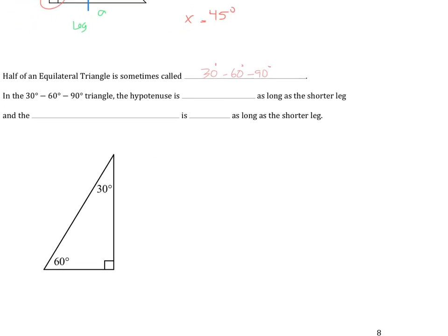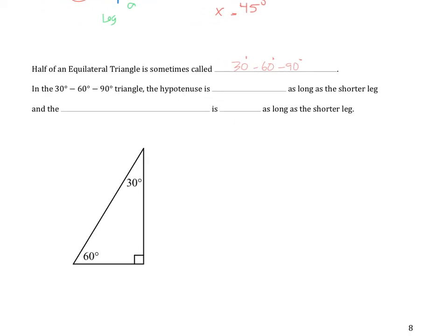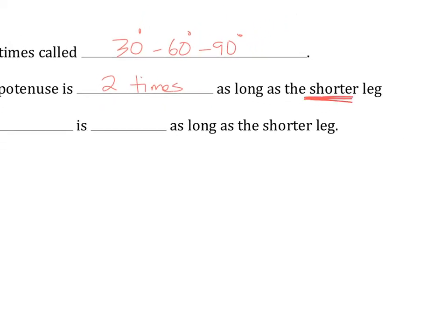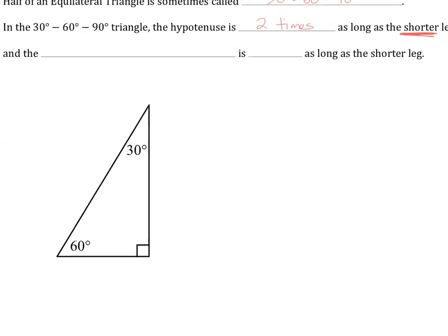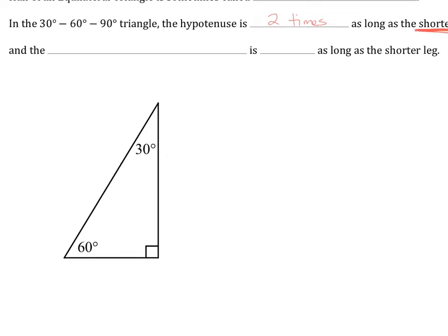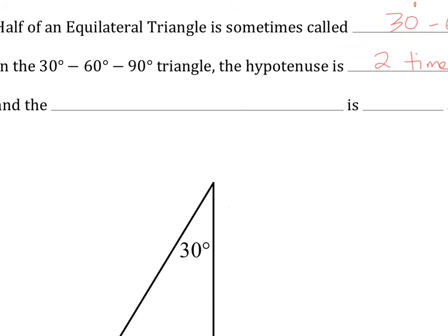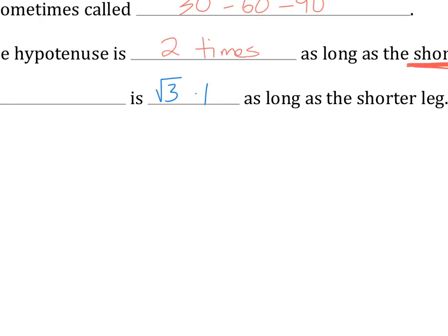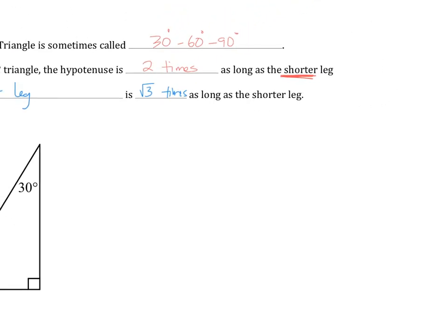Now, a 30-60-90 triangle is a little more complex, but we can summarize it here in just a moment. First of all, the hypotenuse is going to be 2 times as long as the shorter leg, because you'll notice here on this one we have a short leg and a longer leg. So it's 2 times as long as the shorter leg, and the longer leg, the one on the right hand side, is square root 3 times as long as the shorter leg.